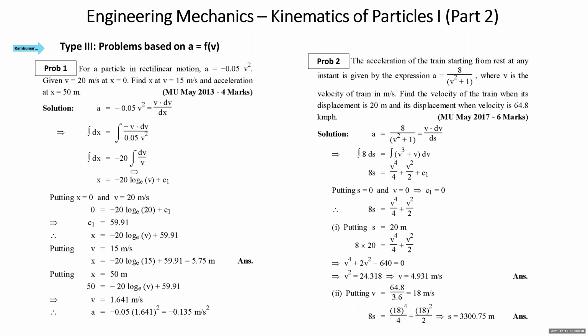Students, let me first explain to you the basic part of it. Whenever acceleration is given in terms of v, you can write it equal to v dv by dx if you want a v-x relation, or you can write it also equal to dv by dt if you want a v-t relation. So I'm discussing my first problem, reading that.